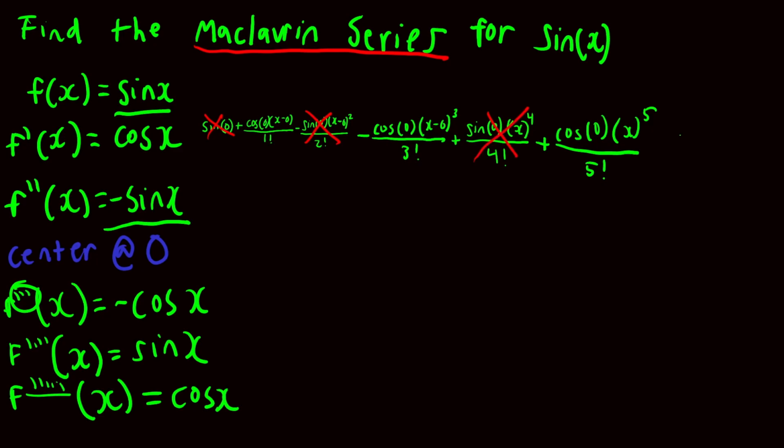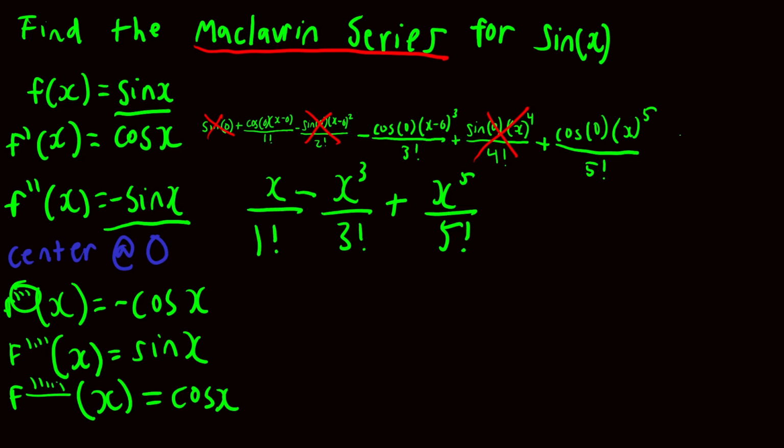So cosine of 0 is just 1, so it would be x over 1 factorial, which is just 1, minus cosine of 0 is just 1, so it's just x cubed over 3 factorial, plus cosine of 0 is 1, so it'll just be x to the 5th over 5 factorial. Let me just write 1 factorial here. All right, so do you guys kind of see a pattern? It's the odd numbers, right? So 1, 3, 5, and then same thing in the numerator. 1, 3, 5.